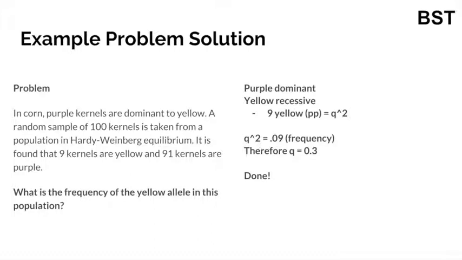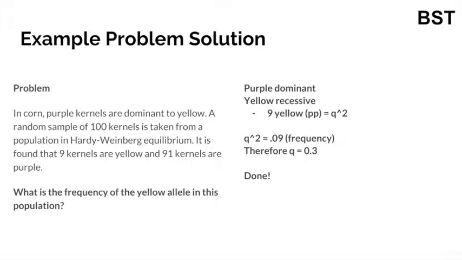Alright, let's work out the solution for this problem. The first thing we can do is figure out what the variable is they want us to solve for. That's the frequency of the yellow allele. Like they tell us in the first sentence, purple is dominant to yellow, so yellow is the recessive trait, which means that the frequency of the yellow allele, remember it's the allele, not the trait, would be q. They tell us that 9 kernels are yellow and 91 kernels are purple. We can't really do anything with the 91 purple, since that's equivalent to p squared plus 2pq, and just by looking at it, we have no way of knowing if that's going to be the homozygous dominant or the heterozygous, because it's going to be a mixture of both.